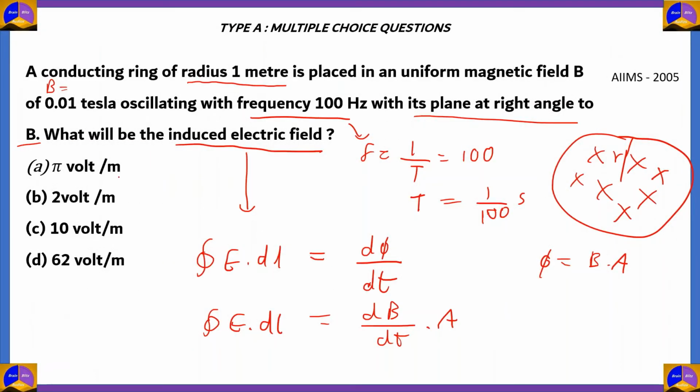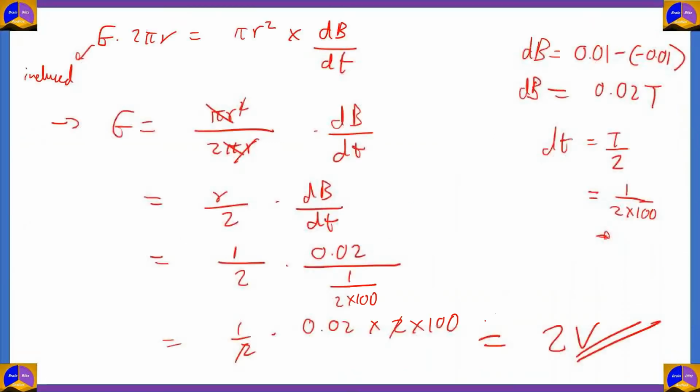And which of these options is containing the right answer? It is option B. So by using the formula for electric field, line integral of E dot dl is equal to d phi by dt, we were able to find out the value of the induced electric field, which is equal to 2 volts. So that is option B.